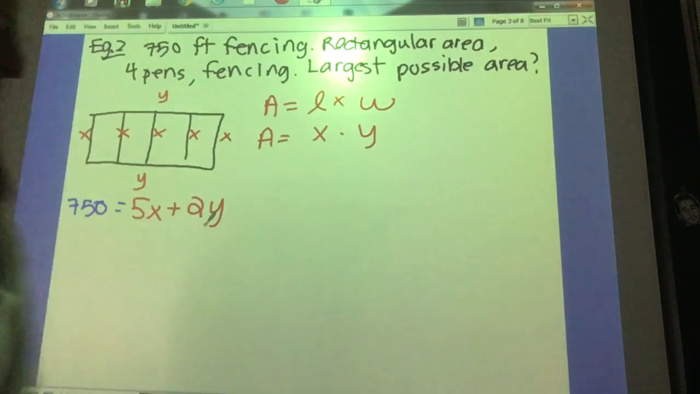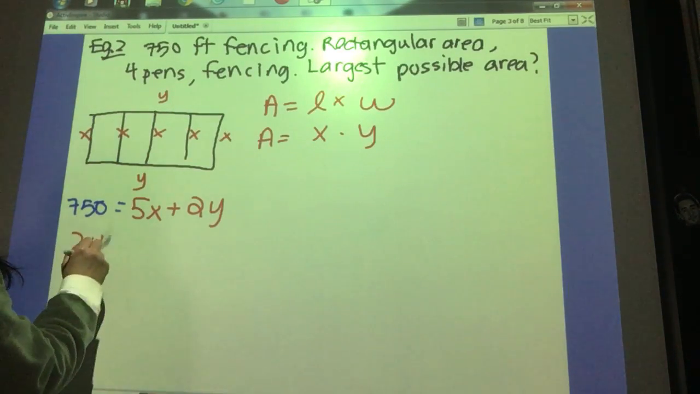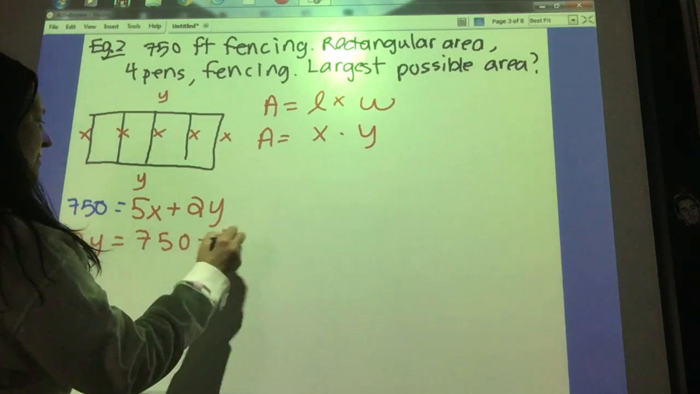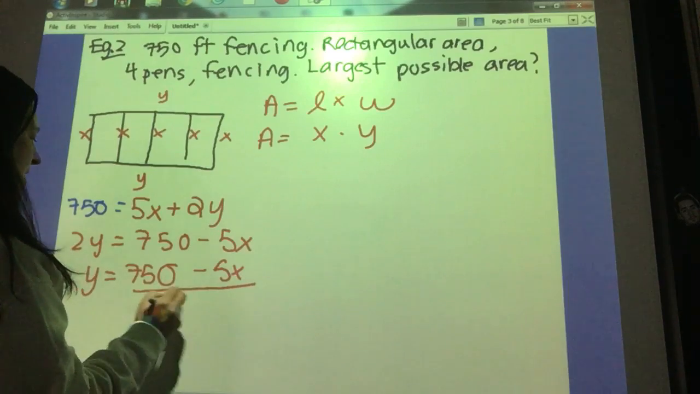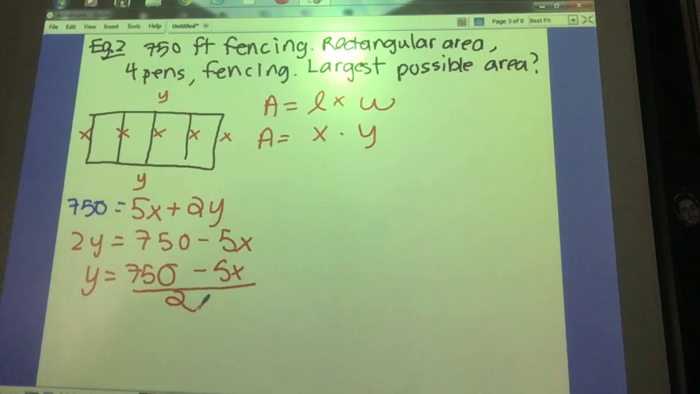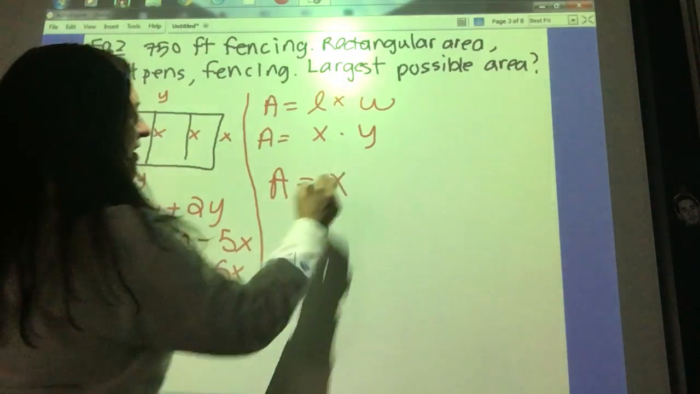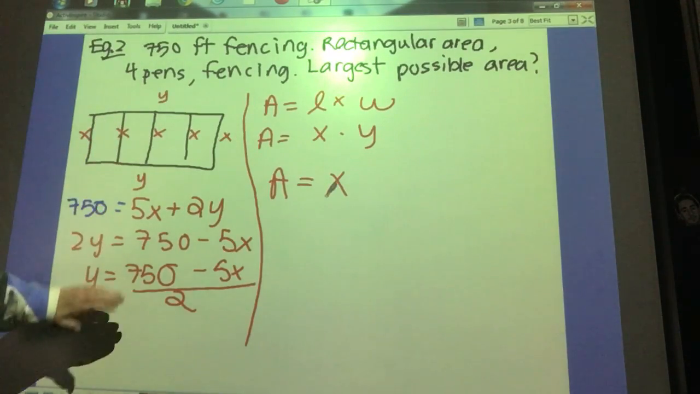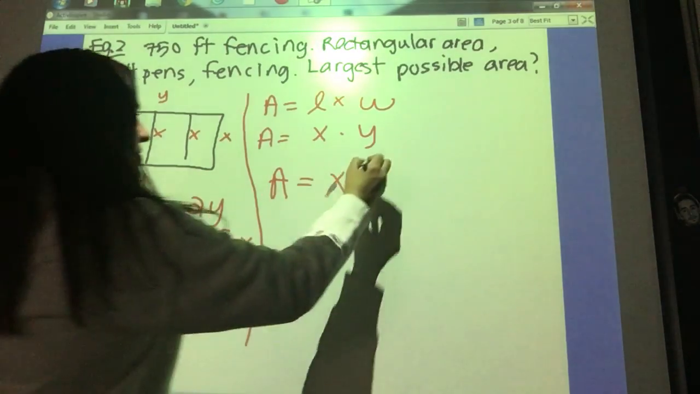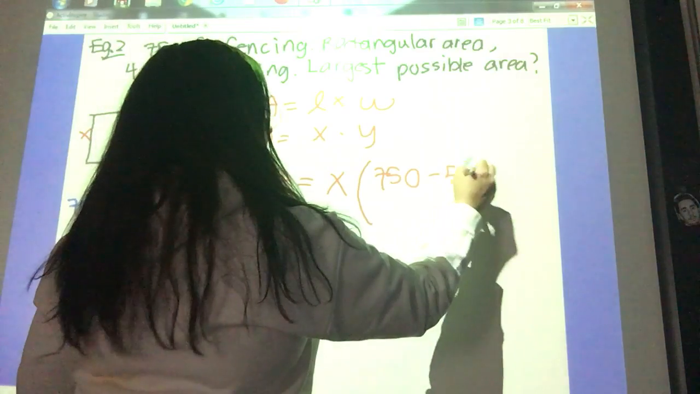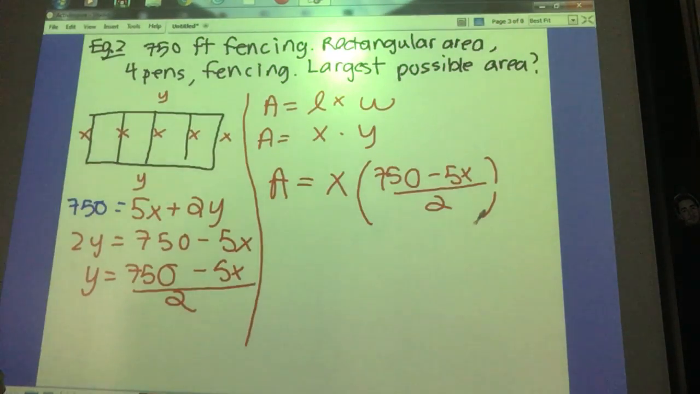So that's my equation. Now I have to rearrange and solve to isolate Y. So if I do that correctly, I would subtract out the 5X, then I divide by 2, and then that's my value for Y. So now in the equation, I can use my area. My X is X, but I can't use Y, so I will replace the Y here with 750 minus 5X over 2. So that's the fun part of these problems. This part's easy, but remember you have to write everything all in one variable.